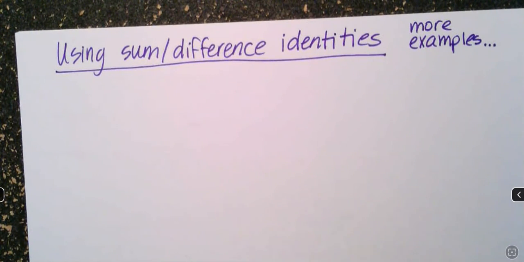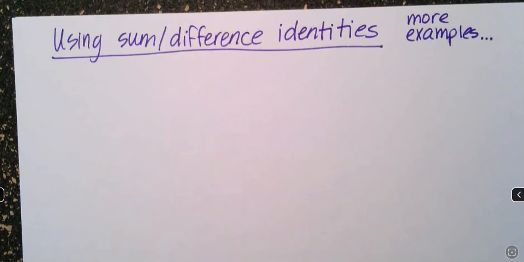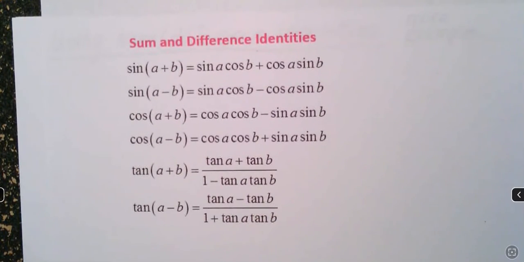I just finished doing a video in which I showed you a couple of examples of ways we use the sum and difference identities, which look like this. And I want to show you some more examples of other ways in which we use them, or other problems that you can do with your sum and difference identities.